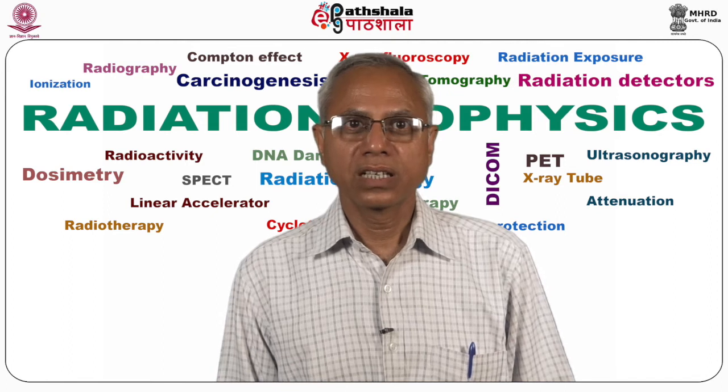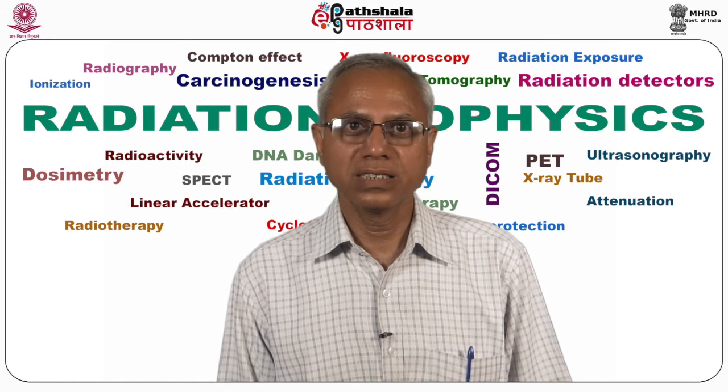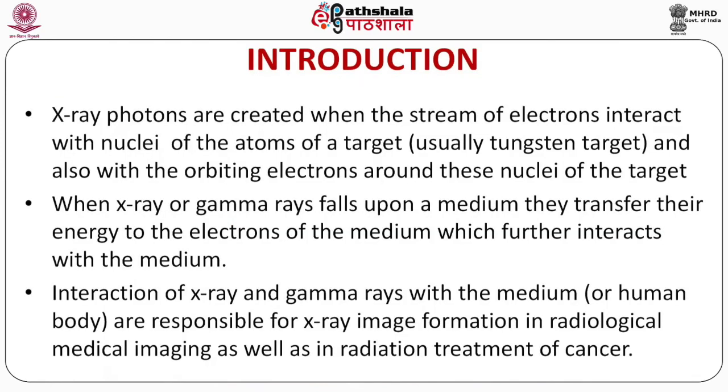When X-rays or gamma rays fall upon a medium, they transfer their energy to the electrons of the medium, which further interact with the medium. This medium could be the human body as well as any other material, maybe air or any other substance. So, the interaction of X-rays and gamma rays with the medium or human body is responsible for the formation of the X-ray image in medical imaging as well as in radiation treatment of cancer.